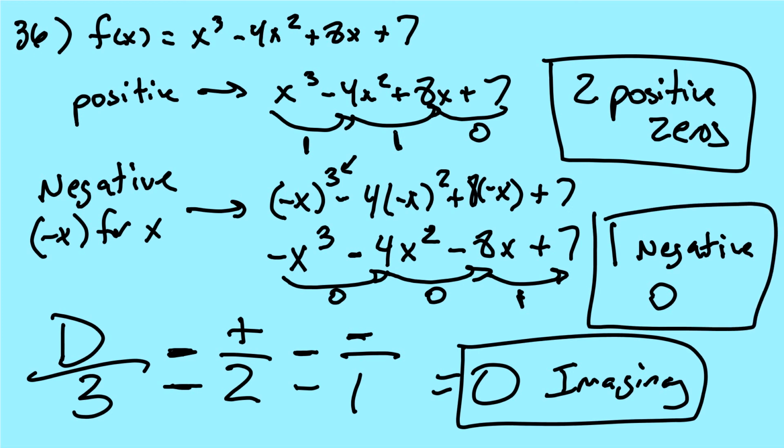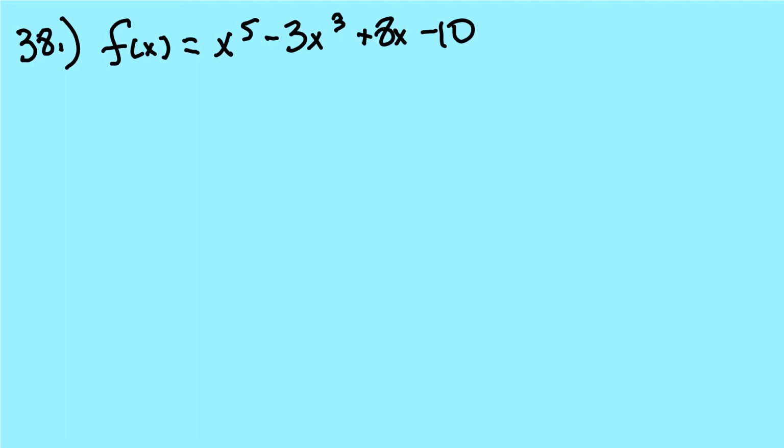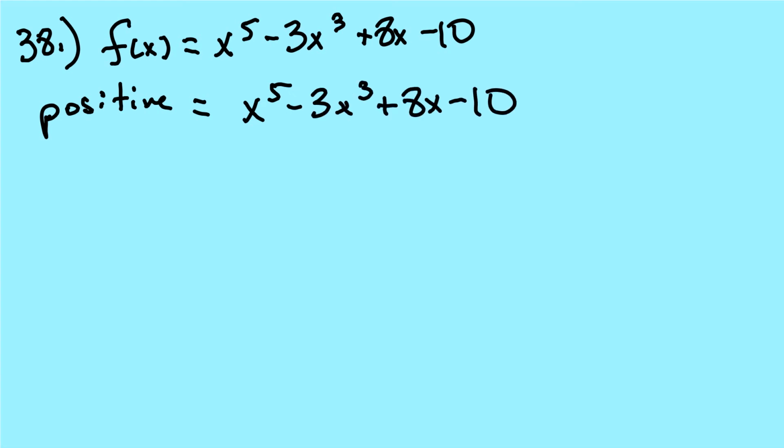And that's it for 36. 38 is exactly the same. Alright, 38, exact same concept. To find the positive, I discount x to the fifth minus 3x cubed plus 8x minus 10. Remember, placeholders don't matter. So I say positive to a negative, that's 1.